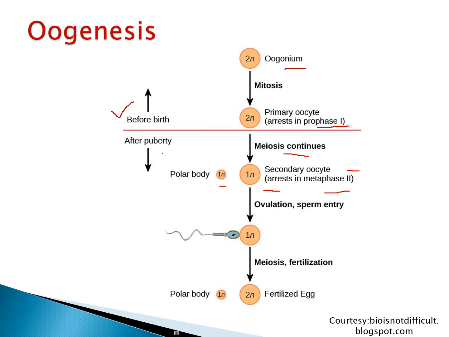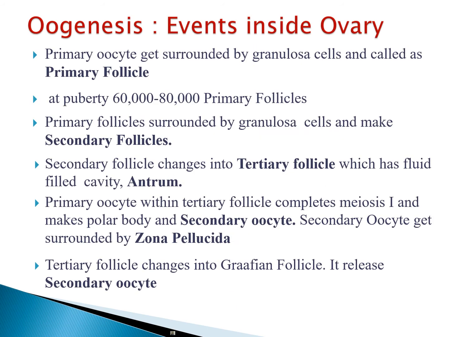fertilization takes place in the ampullary isthmic region. Once the fertilization takes place, then meiosis 2 will be completed, and here also one polar body is released, and then the egg formed will be fertilized by the sperm, and it will result in formation of a zygote. Now this oogenesis is going inside the ovary, so here we will also see what is happening inside the ovary.